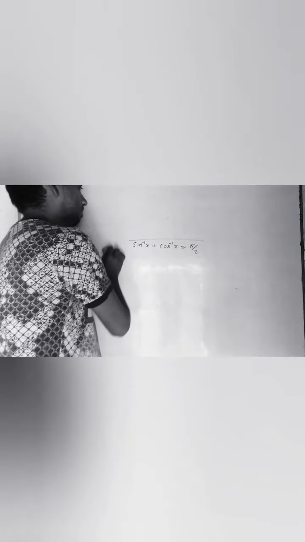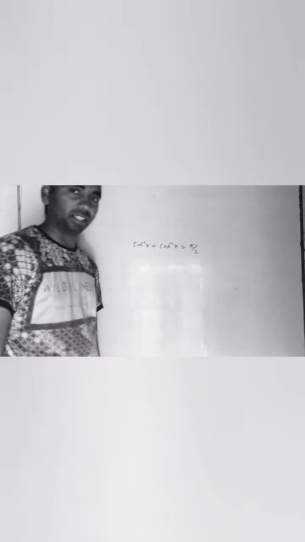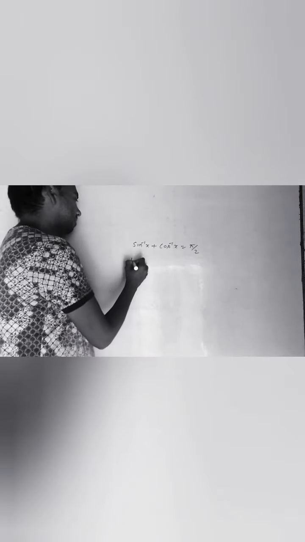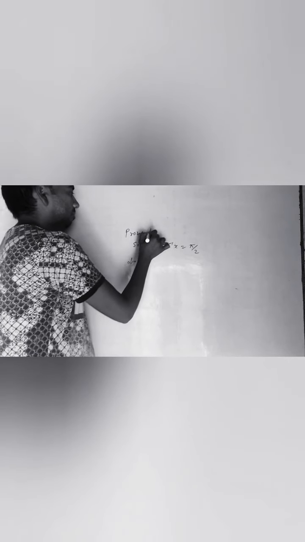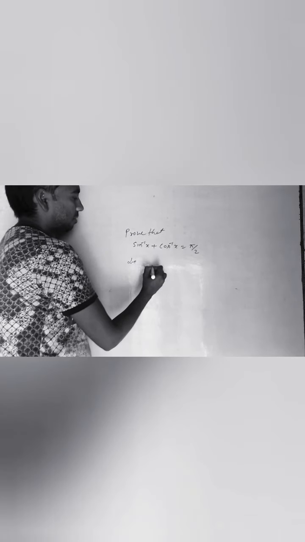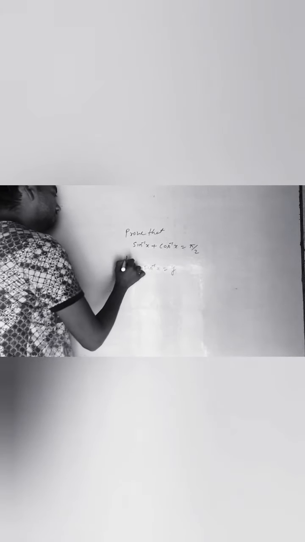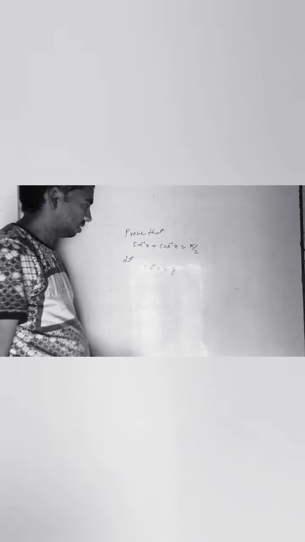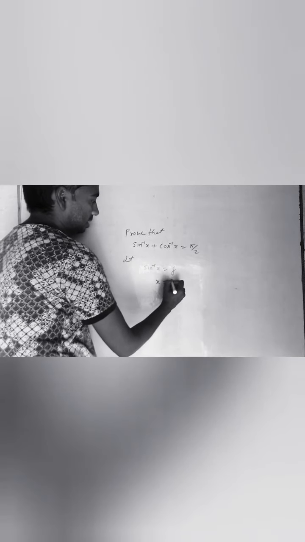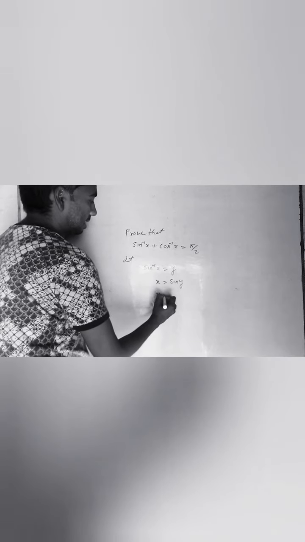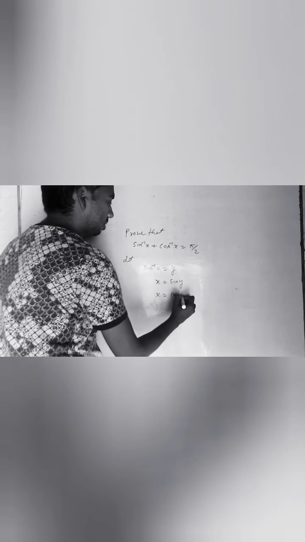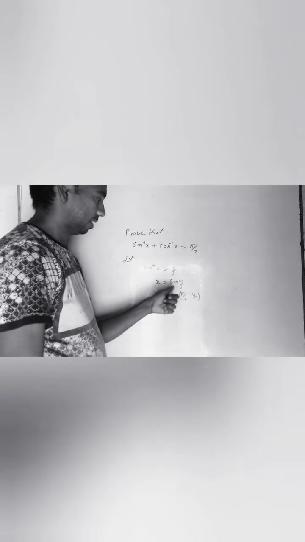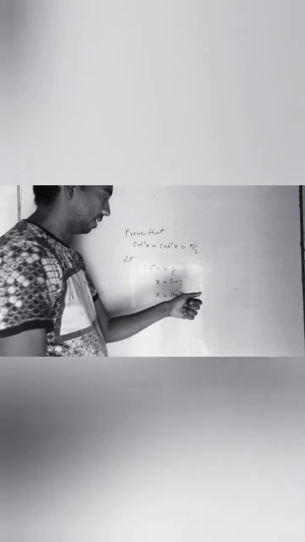So, proof of the first identity: sin inverse x plus cos inverse x is equal to pi by 2. So let us prove that. First, let sin inverse x be y. So what is x? x is equal to sin y. Then x is also equal to cos of pi by 2 minus y, since cos 90 minus theta is sin theta. So x is equal to cos of pi by 2 minus y.